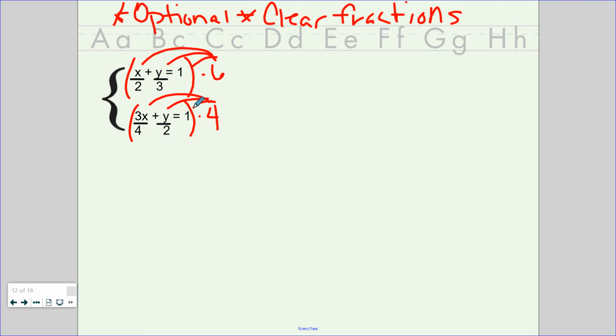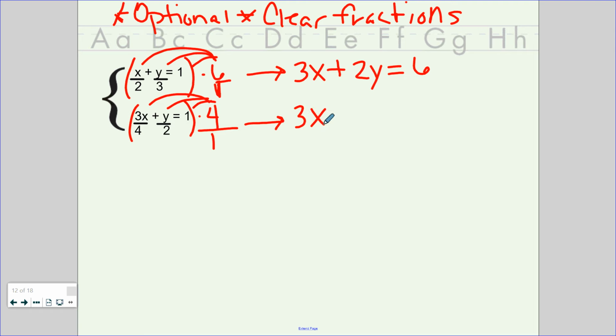Keep in mind, when we're multiplying these, think of it like a 6 over 1. And a 4 over 1. So we're multiplying 6 by the numerator and 1 by the denominator. That's going to look like a 6x over 2, which reduces to 3x. The second term will look like a 6y over 3, which is going to be a 2y. And then 6 times 1 gives me 6. And you can see I've cleared the fractions. Bottom equation, same thing. I'll have a 12x on top divided by 4, which is going to give me a 3x.